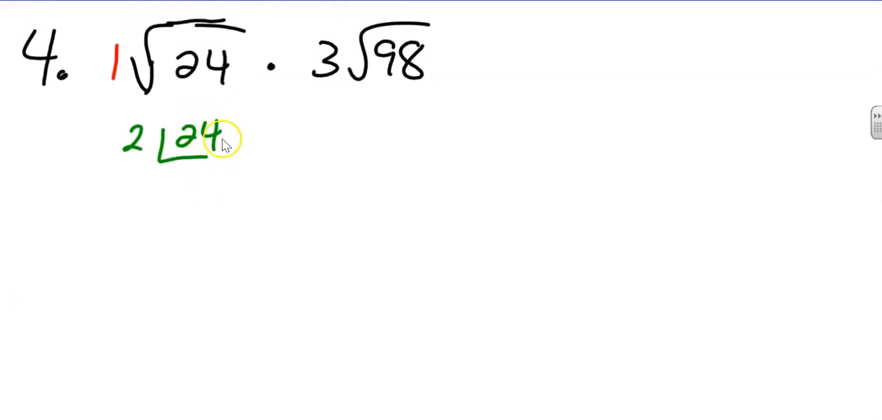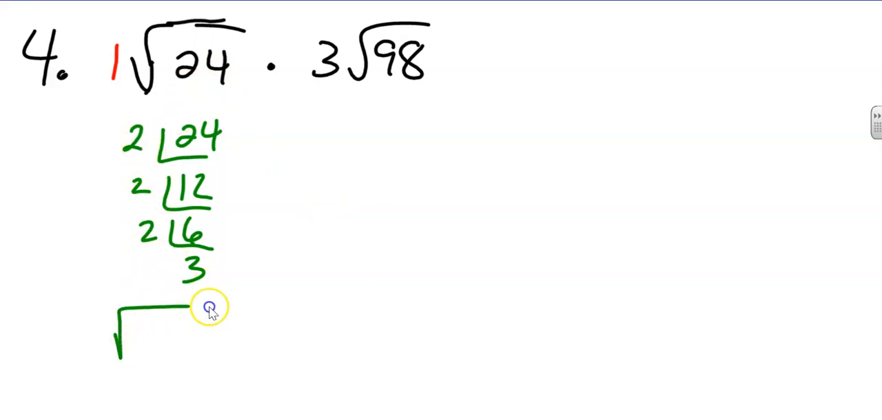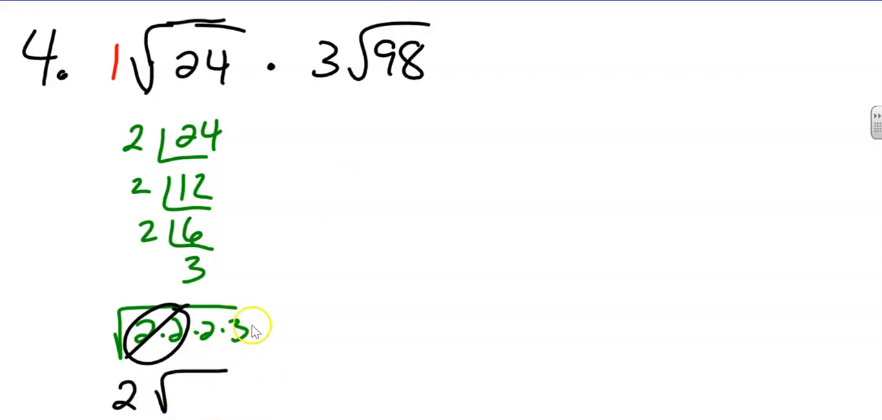With 24, divide it by 2 to make it 12. 12 you can divide it by 2 to get 6. 6 you can divide it by 2 to get 3. So 24 is 2 times 2 times 2 times 3. There's your pair of 2's. There's your exit buddies. That 2 gets out. 2 times 3 on the inside doesn't have any other buddies, so they stay there. That's 2 square root of 6.